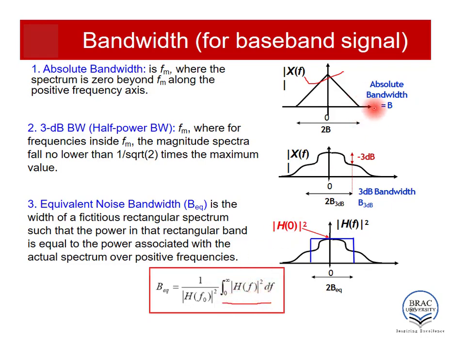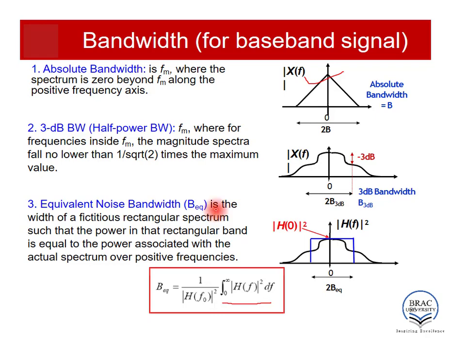Now we can see that in this spectrum there is no frequency component after B hertz. So instead of taking the integration up to infinity, we can just set the upper limit to B. That is how we can calculate the power of a frequency spectrum. Now what is equivalent noise bandwidth? Equivalent noise bandwidth is the width of a fictitious rectangular spectrum such that the power in that rectangular band is equal to the power associated with the actual spectrum over the positive frequency.